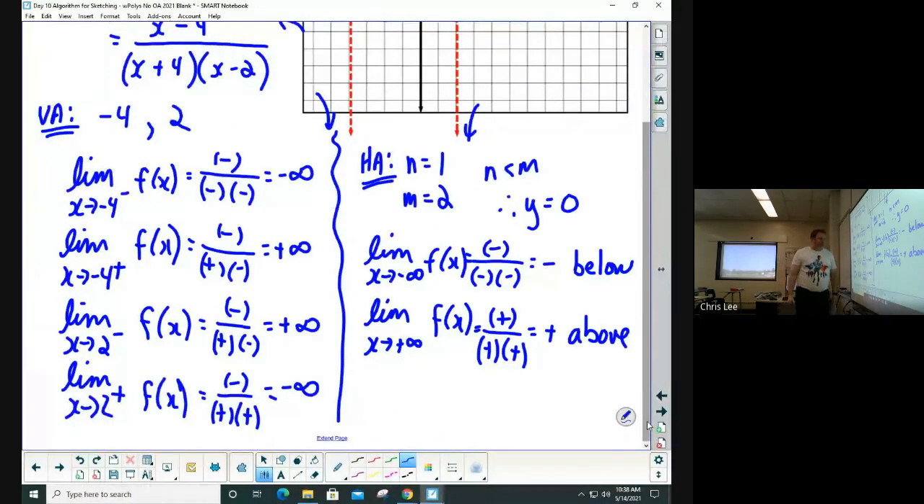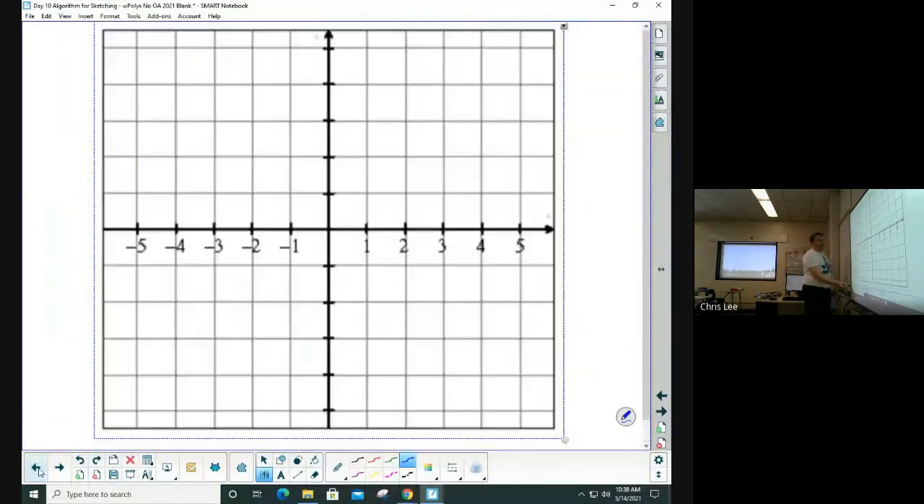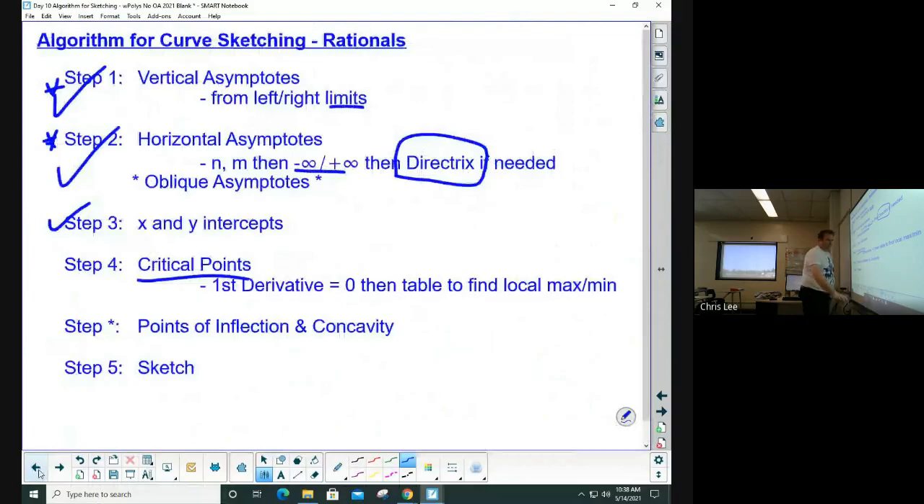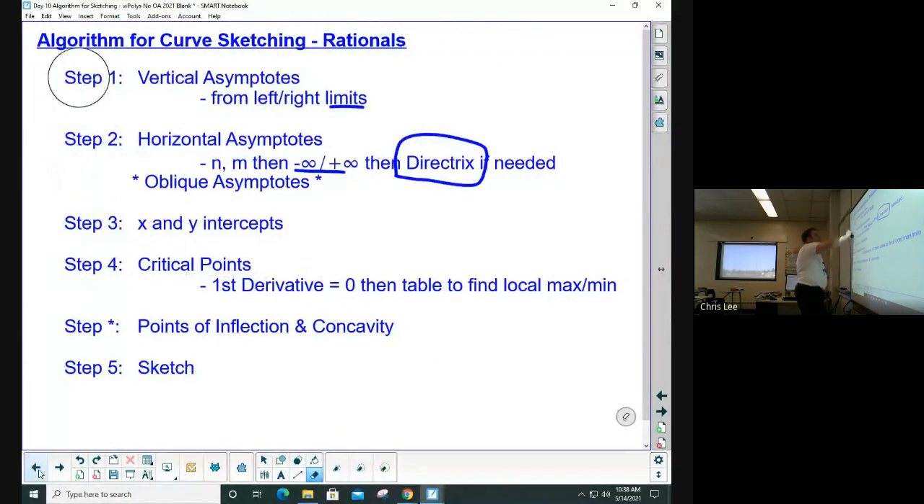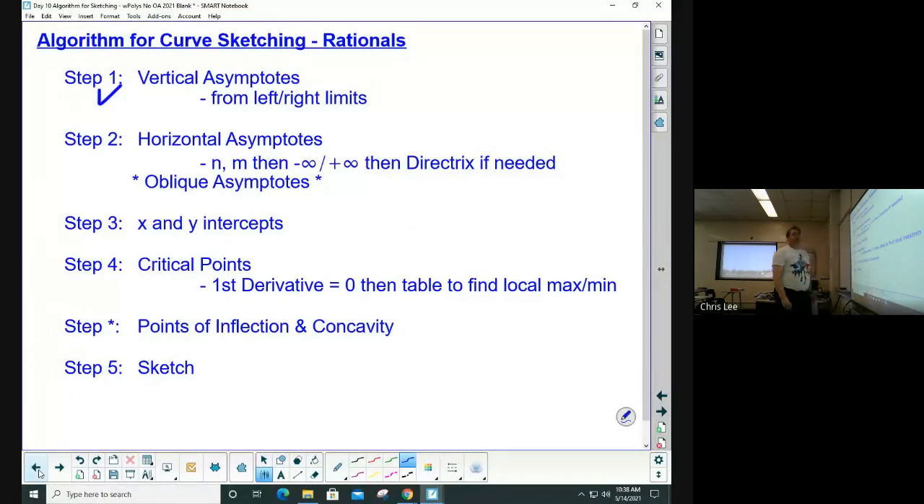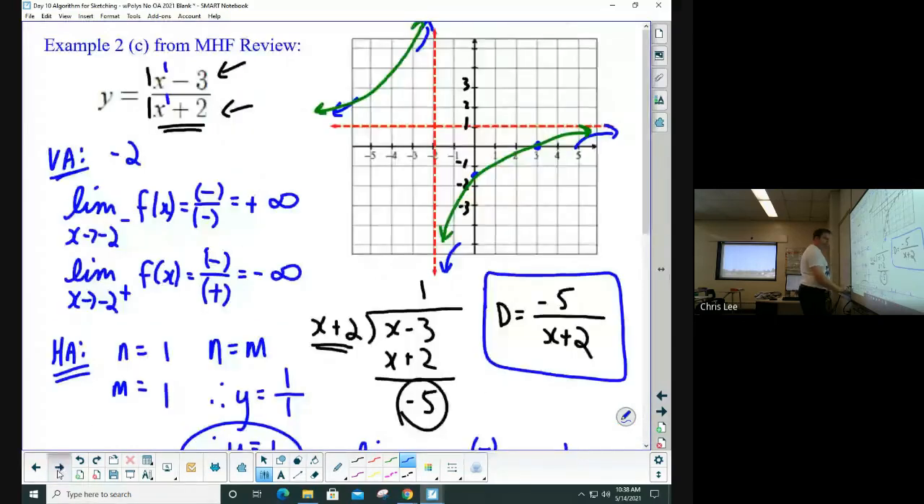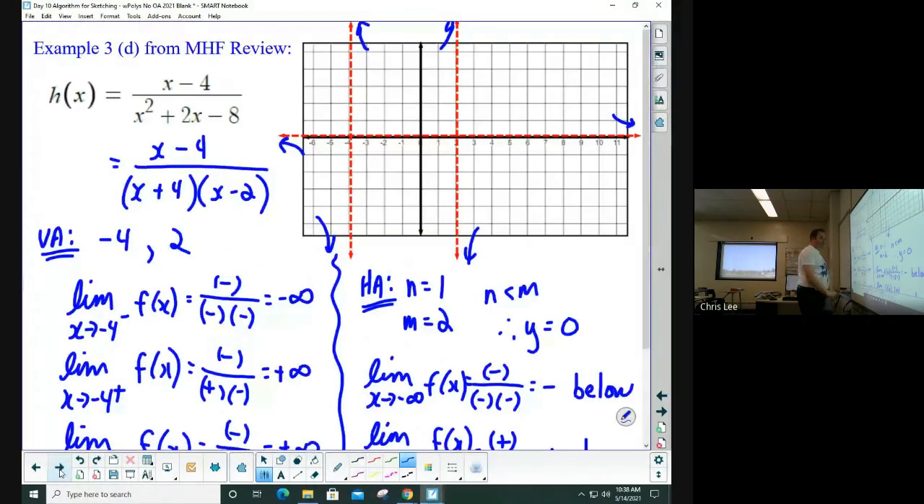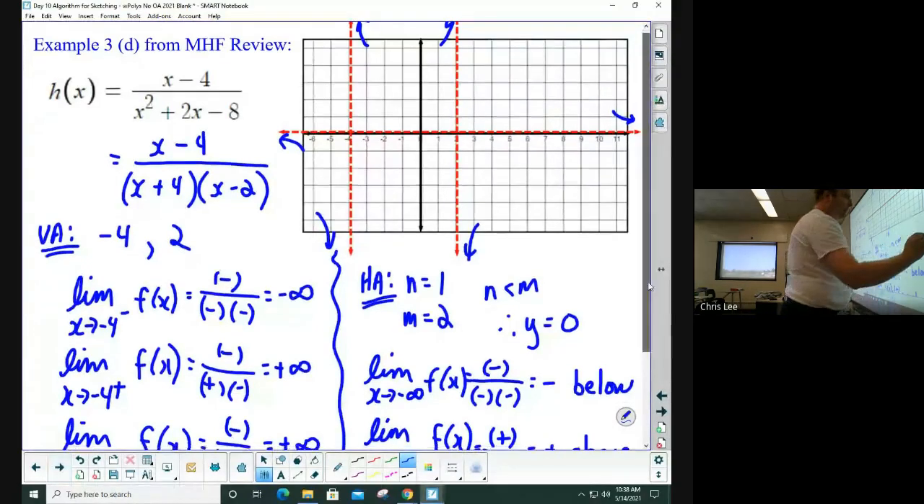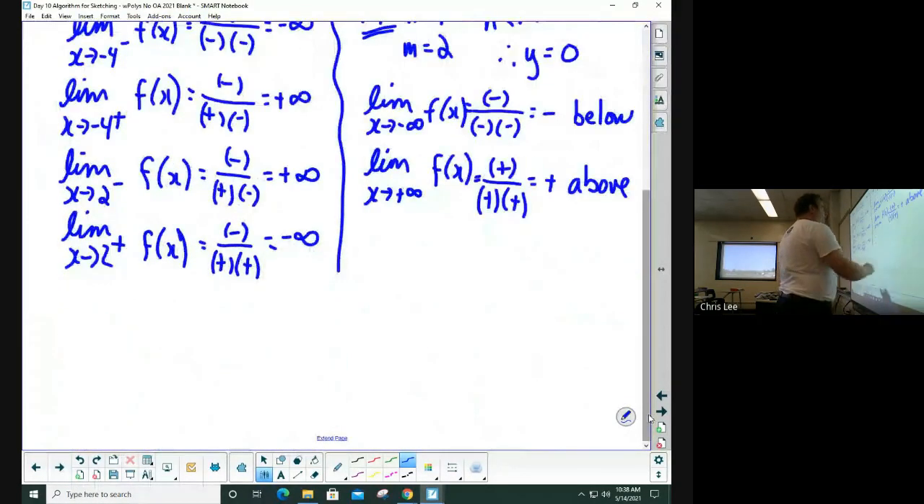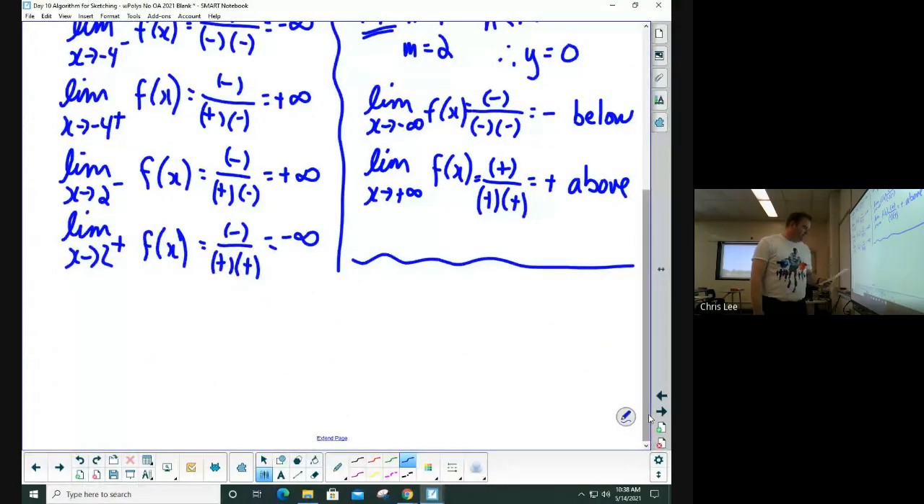All right. Let's go back and check our rules. So we did vertical asymptotes, we did the right and left limits, we did horizontal asymptotes, and we did the negative and positive infinity limits. We didn't need the directrix in this one. So next comes the x and y intercepts. I think I'm going to do the x and y intercepts over here.